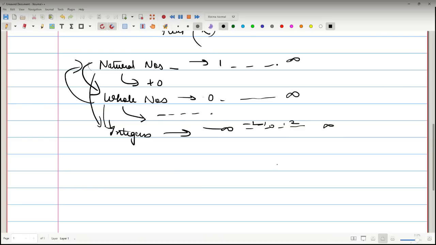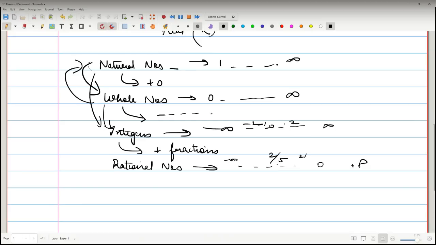Now I included fractions. When I included fractions, the integers now become rational numbers. So your rational numbers have everything: 1, 2, zeros, and minus infinity to plus infinity, but they also have fractions, 2 by 5, 2 by 3, something like that. So that means rational numbers are bigger than natural numbers, whole numbers, and integers.